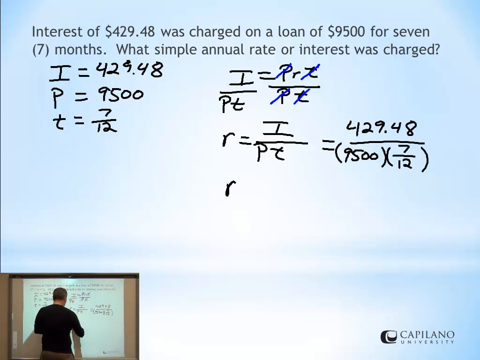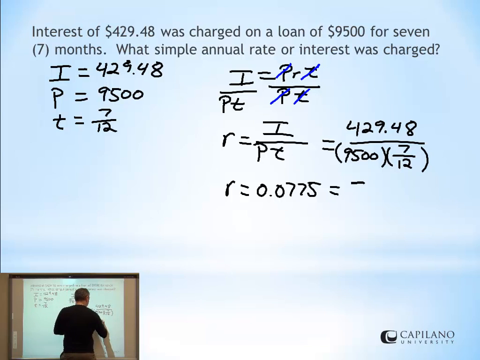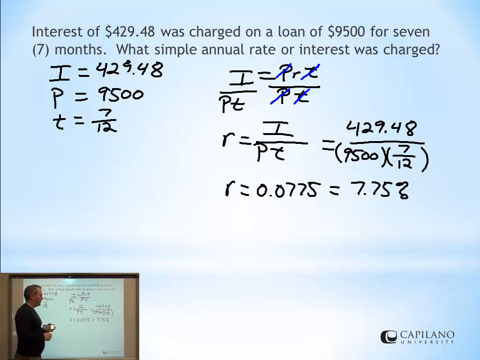And we got R is equal to 0.0775, which is equal to 7.75%. Big thing here to watch is, when you're doing this calculation, there's a divide inside of the divide.